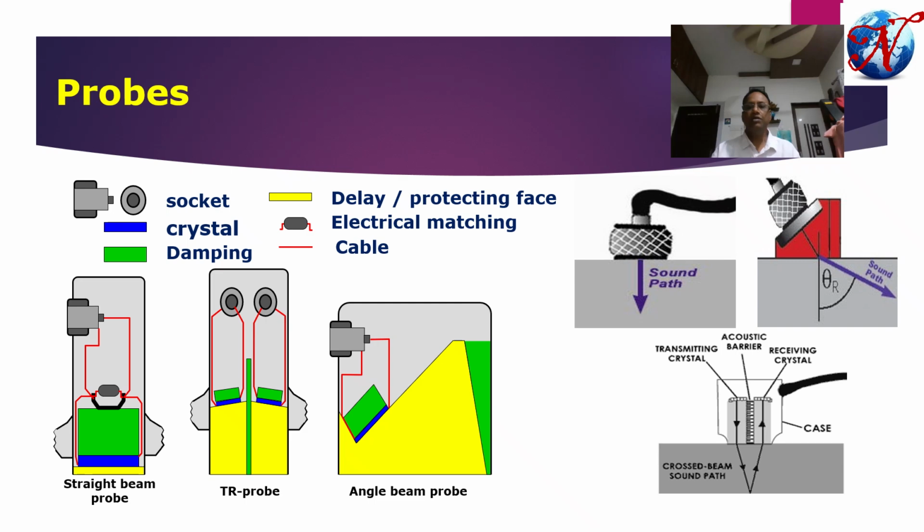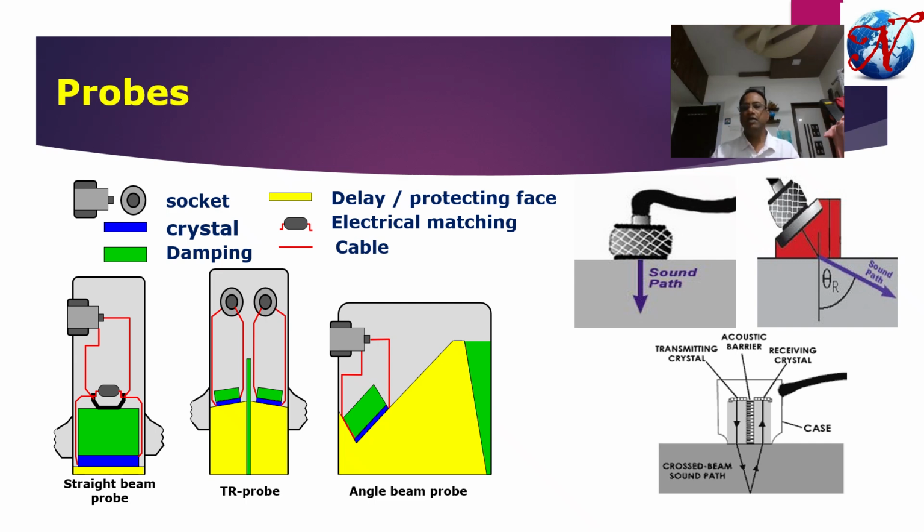For our ultrasonic inspection purposes, we need instruments known as search units or probes. The search unit or probe produces ultrasound of the desired frequency, and probes with a unique resonant frequency are used for our inspection purposes. There are three types of probe we use in conventional ultrasonic testing. One is the straight beam probe, second is the TR probe, and third is the angle beam probe.